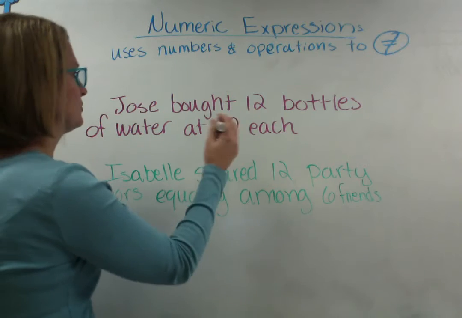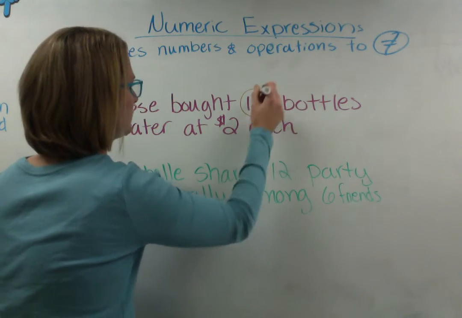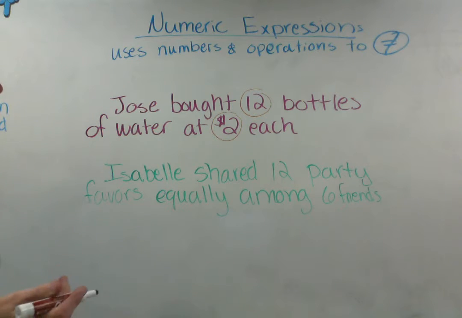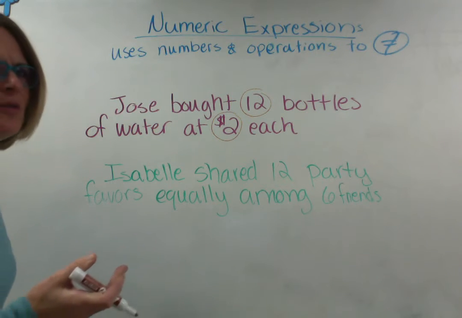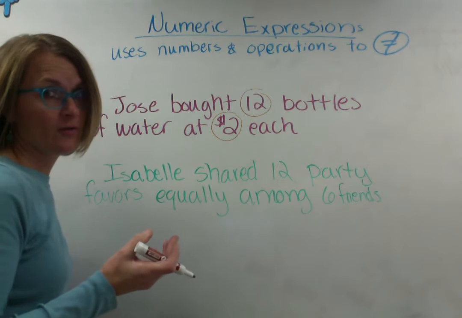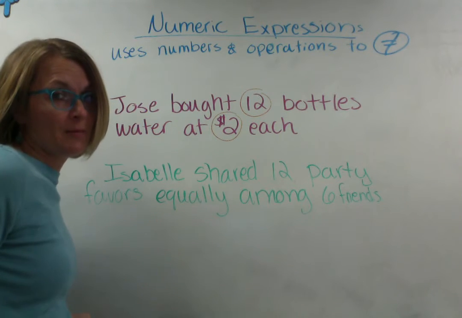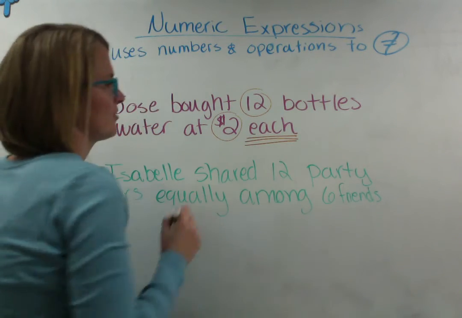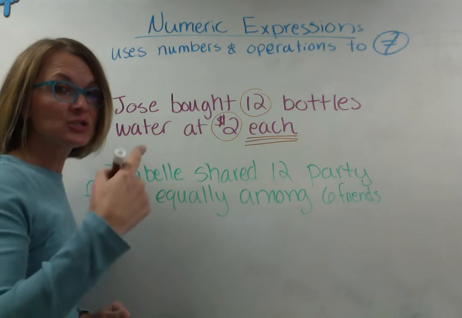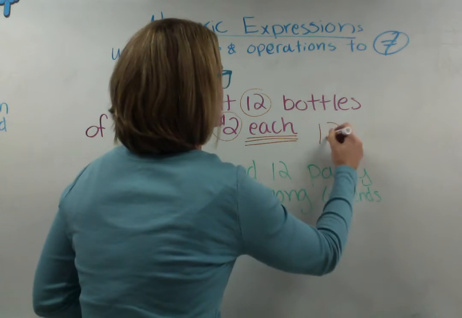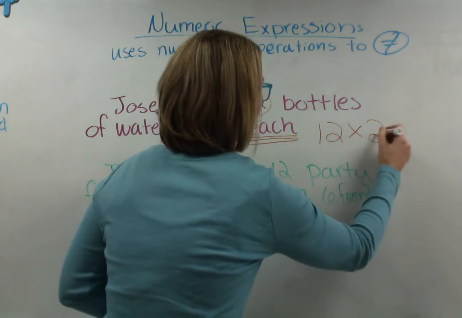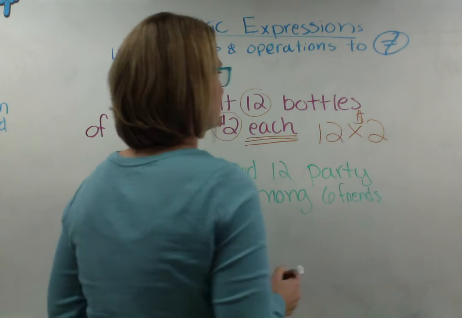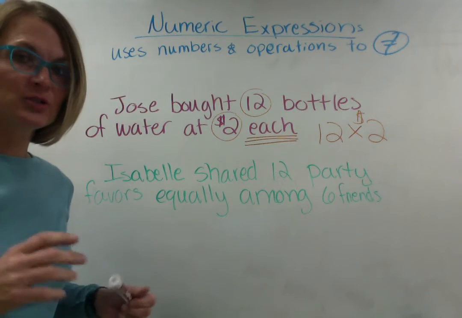So we've got two numbers here. He's got 12 bottles of water at $2 each. We have to think, what would I be looking for? I would want to know the total amount of money. It's going to be the same amount of money for each bottle, so I'm going to have the same amount 12 times. So I'm going to have 12 water bottles times $2 each. That would be the numeric expression for that problem.